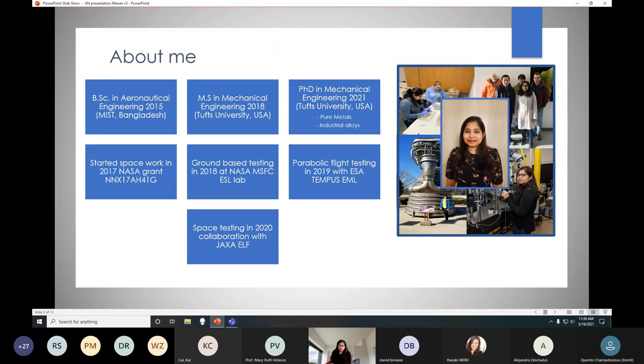I utilized the NASA Marshall Space Flight Center electrostatic levitation facility as a part of my master's thesis and developed a mathematical model to predict mass evaporation of nickel-based superalloys. In 2019, we flew two of our samples in the parabolic flight. And in 2020, we had our months-long space testing in the JAXA ELF facility in collaboration with JAXA.